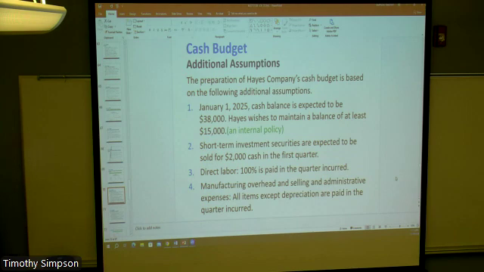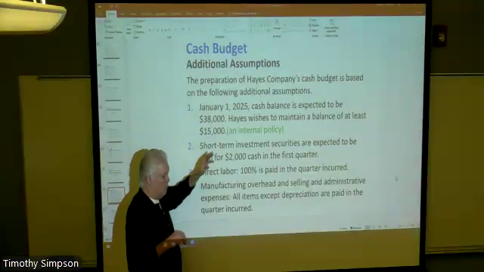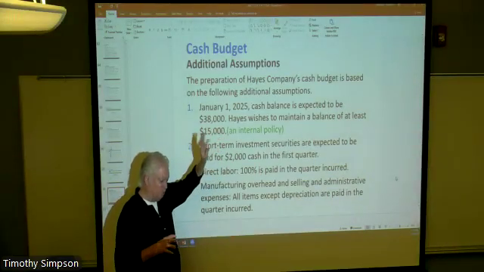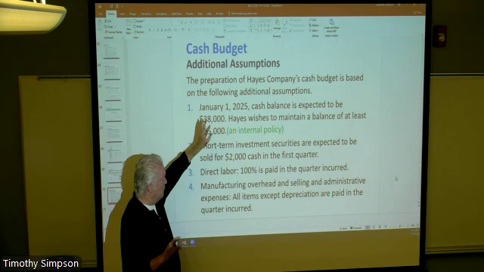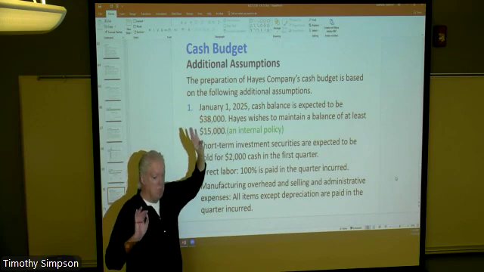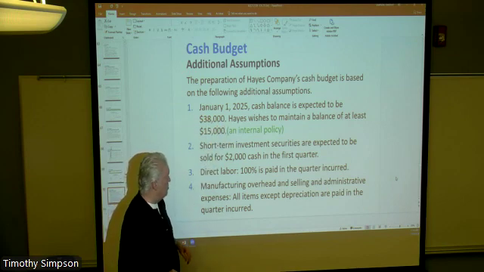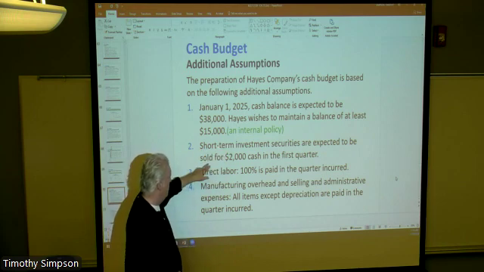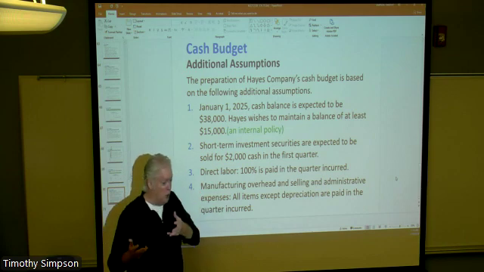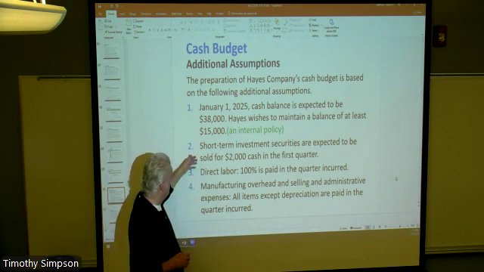Okay. We're also making some assumptions. Well, we're building the cash budget here. We've already done the receipts portion, and now we're fleshing out the rest of this, because remember, some of the items in the disbursement section are things like, are we going to buy investments, and are we going to sell things, right? So in this case, we're going to sell some investments for $2,000 in the first quarter.